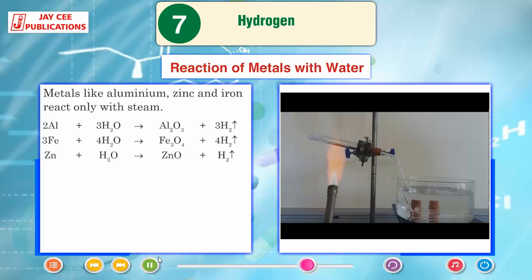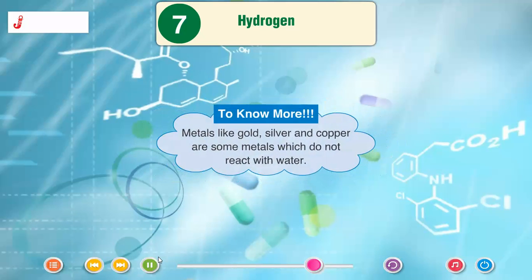Metals like aluminium, zinc and iron react only with steam. 2Al + 3H2O gives Al2O3 + 3H2. 3Fe + 4H2O gives Fe3O4 + 4H2. Zn + H2O gives ZnO + H2. To know more: metals like gold, silver and copper are submetals which do not react with water.